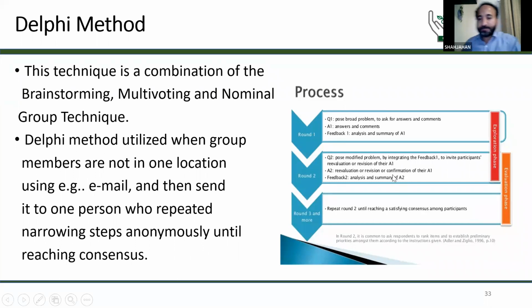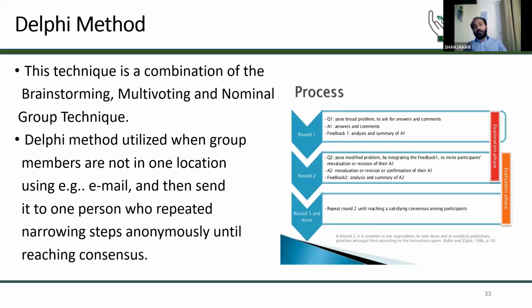As you see in this picture, if we have one scenario, we pose a broad problem to ask for answers and comments, and then all the staff will answer by email with answers and comments. Then comes feedback, analysis and summary of A1. In the second round, we pose a modified problem by integrating the feedback, to invite participants to re-evaluate or revise A1, then A2, the confirmation of their A1, and then feedback. At the end, in the third round, we repeat the rounds until reaching a satisfying consensus.